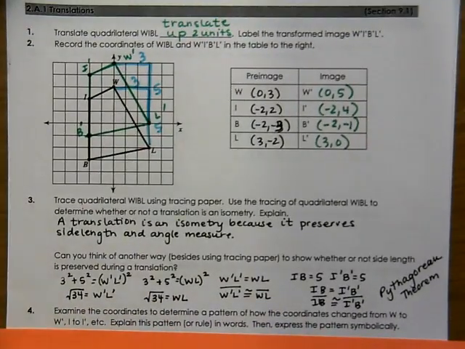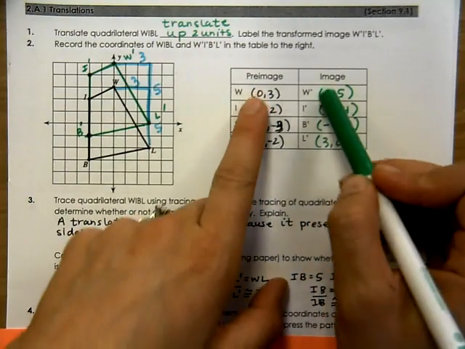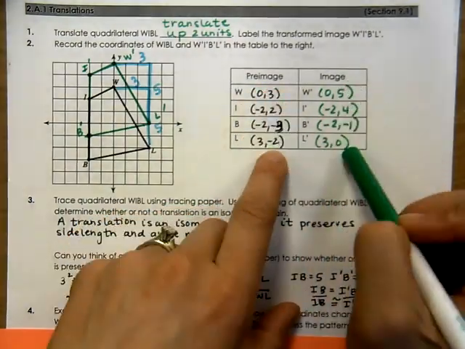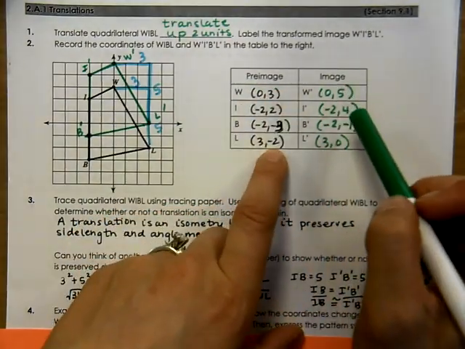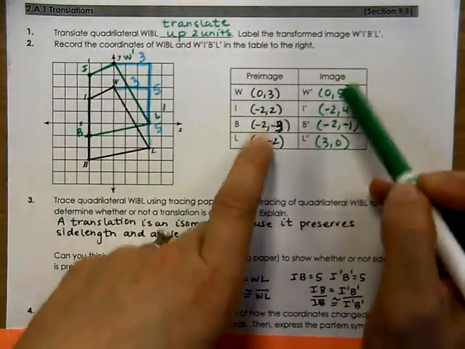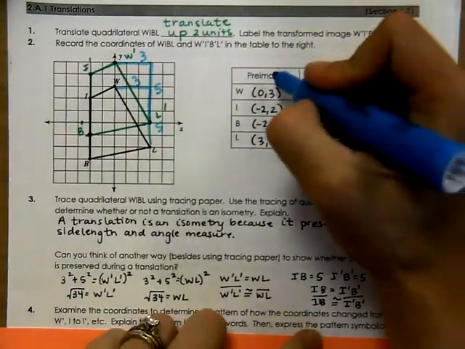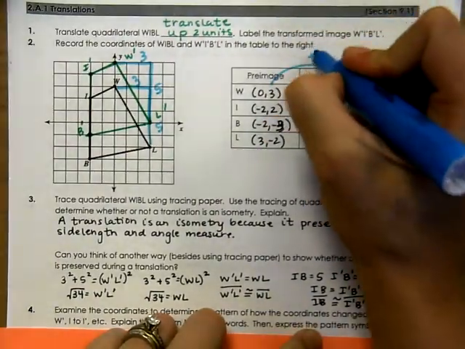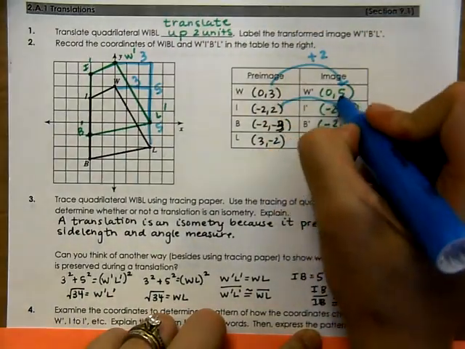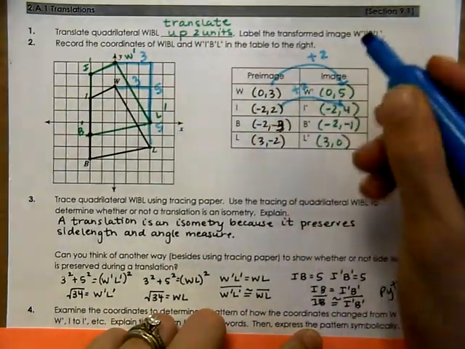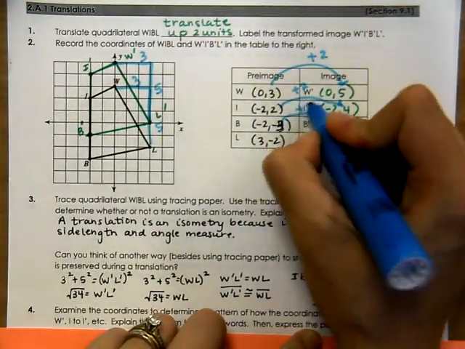If you look at the coordinates, what I'm seeing is that the x coordinates are always staying the same, but the y coordinates are changing. So when I'm translating up, the x coordinates will remain the same. The y coordinates are all increasing by 2. So going from 3 to 5, I increase by 2. From 2 to 4, I increase by 2, and so on.